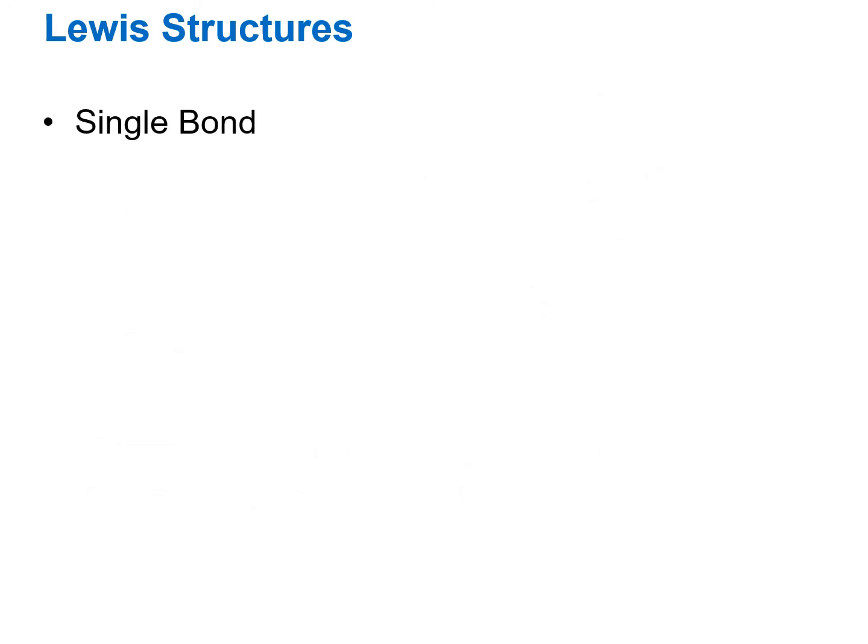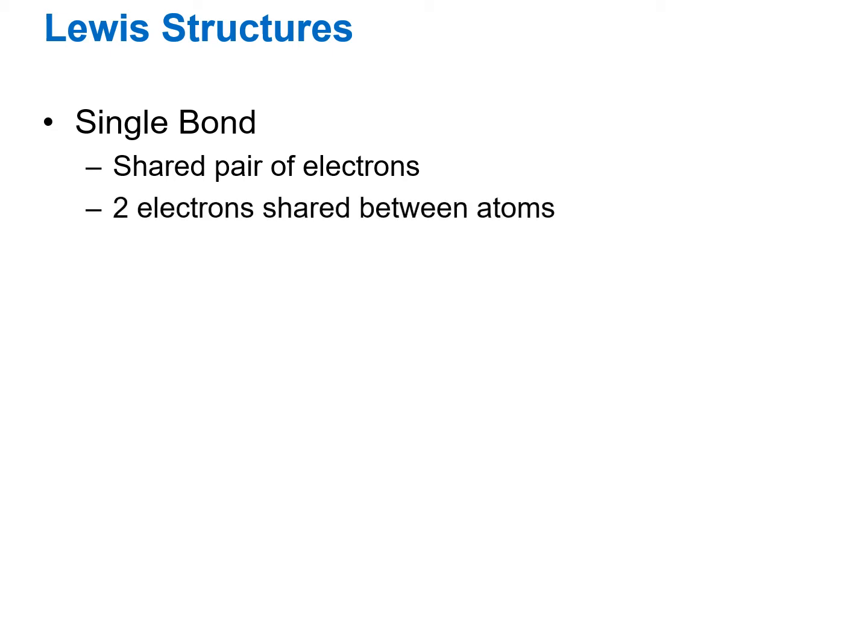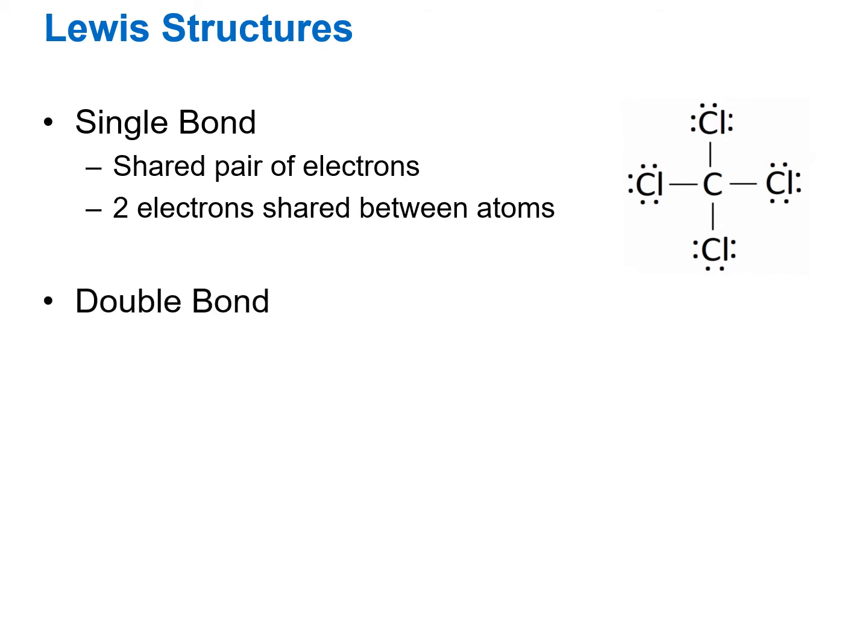Now, we just drew a Lewis structure for a molecule that had single bonds. And a single bond is a shared pair of electrons, which is what we saw. It's 2 electrons being shared between atoms. And these lines between the chlorine and the carbon are conveying that this is a single bond. It's just 1 pair of electrons being shared. So why am I telling you about single bonds? Well, it's because we can also have a double bond. So what do you think a double bond is?